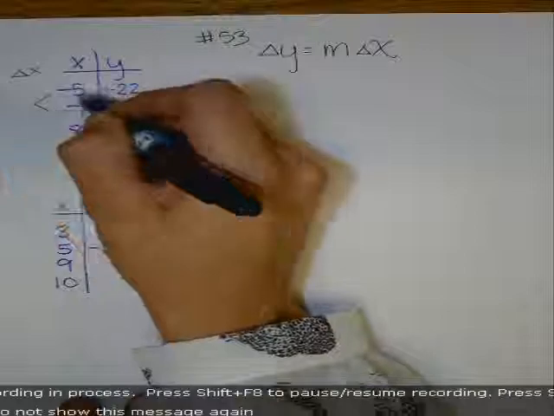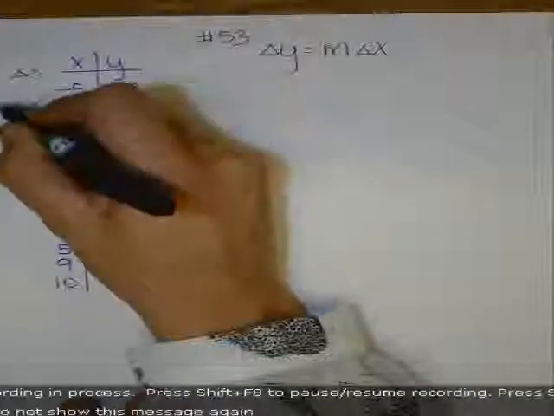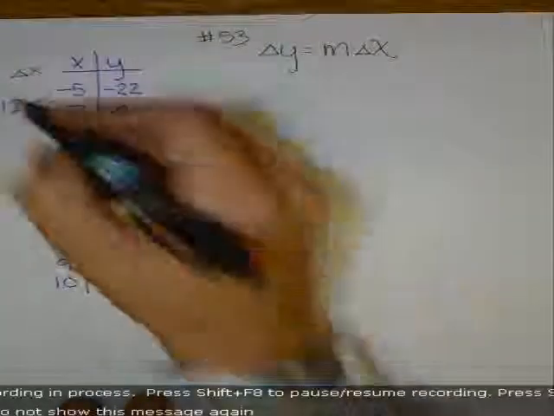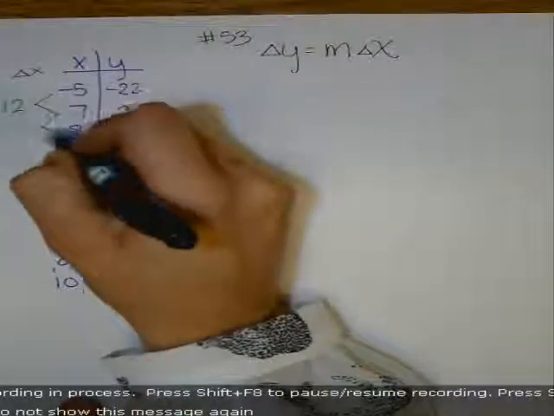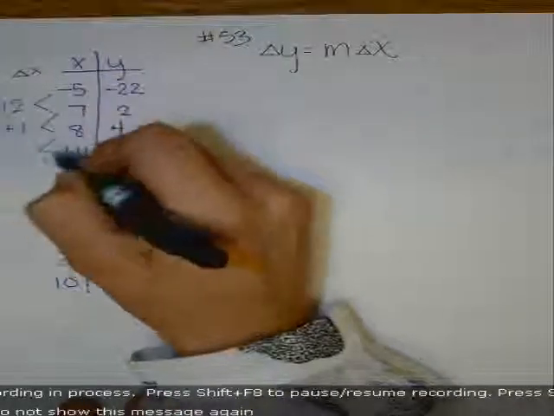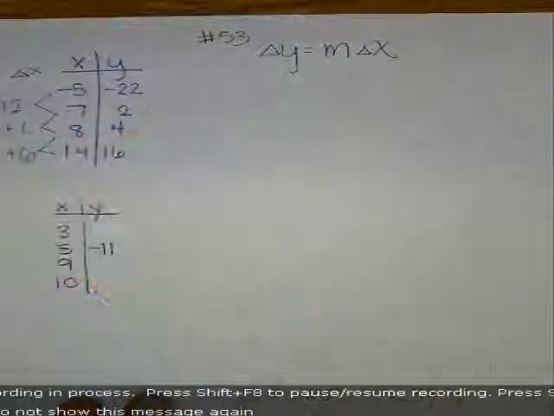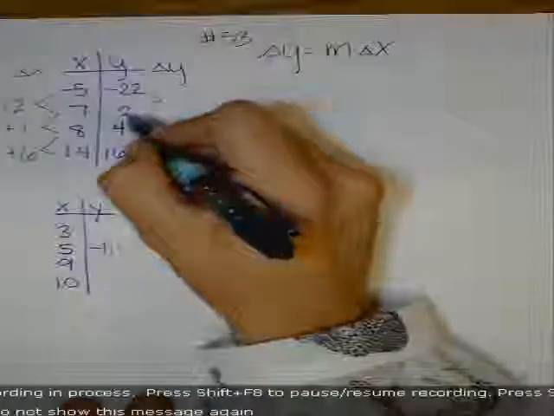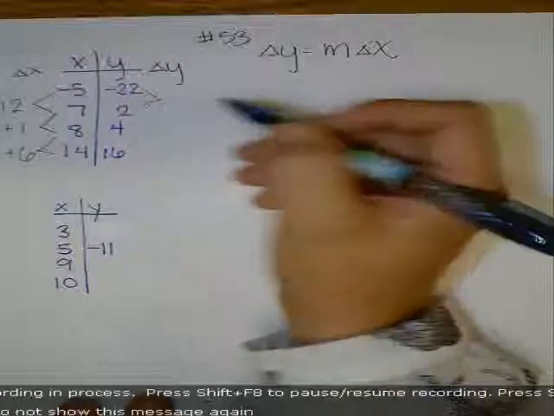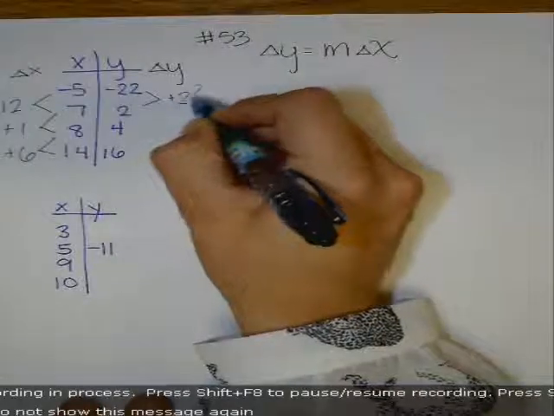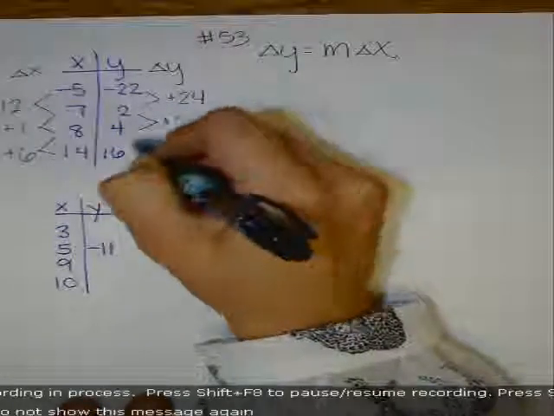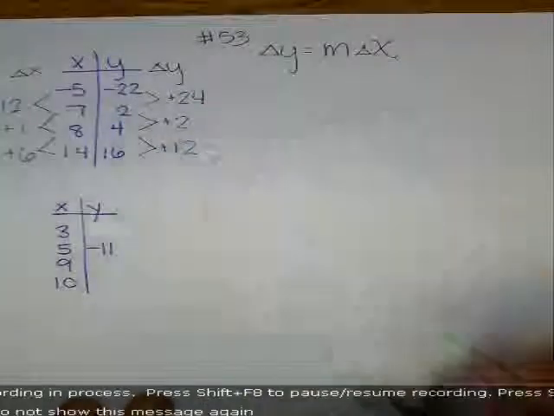So from -5 to 7, this table changed by +12, from 7 to 8 changes +1, and from 8 to 14 is a change of +6. Next we find our change in y. 2 minus -22, that's a change of +24. I've got a change of +2 and I've got a change of 12.